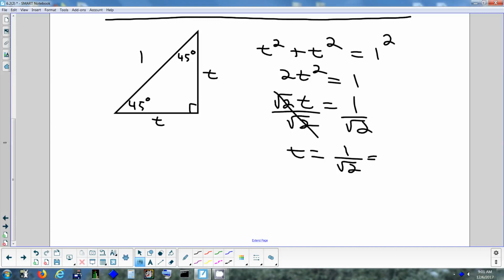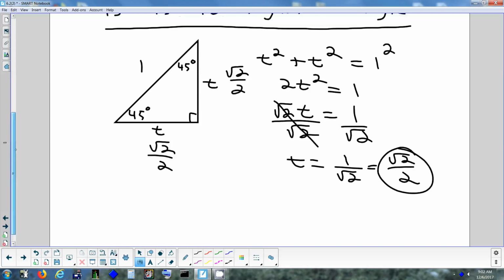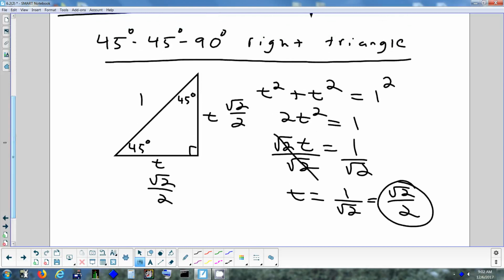Leo? Square root of 2 over 2. You get square root of 2 over 2. So now we know the bottom side is square root of 2 over 2, and the height is also square root of 2 over 2. If you're wondering what that is as a decimal, it's about 0.707. So a little less than 1. All right. So now we've got those two numbers.